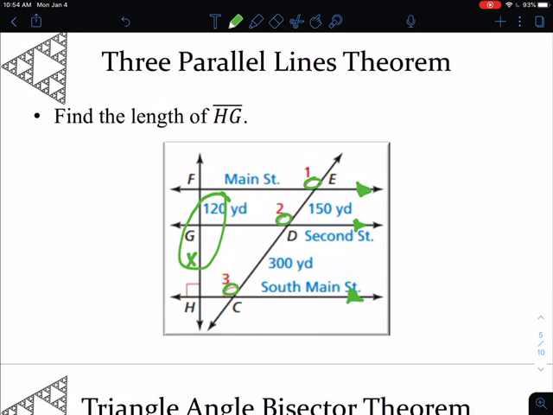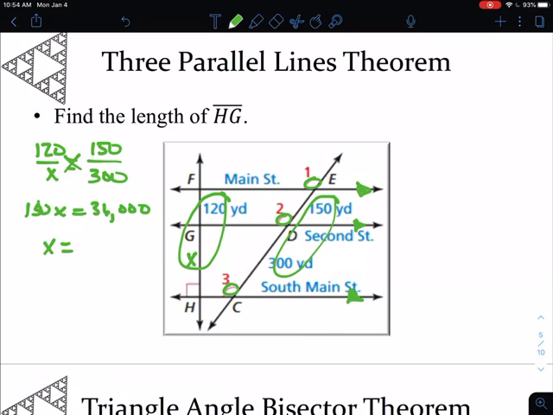So on this left side, I've got 120 in X. So I'm going to take the top over the bottom and set it equal to, on the other side, top over bottom. So 150 over 300. And now once I have that set up, I can go ahead and cross multiply and solve. So I've got 150 times X. And then I take 300 times 120. And I get 36,000.